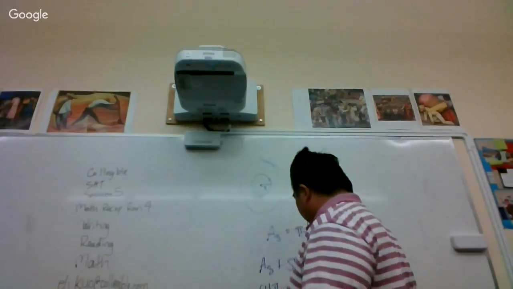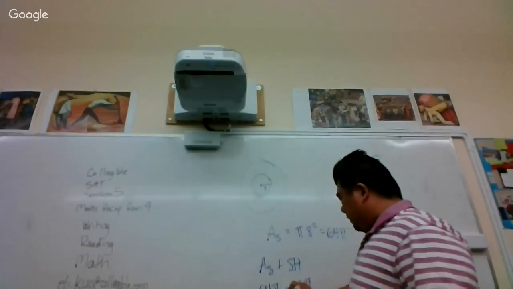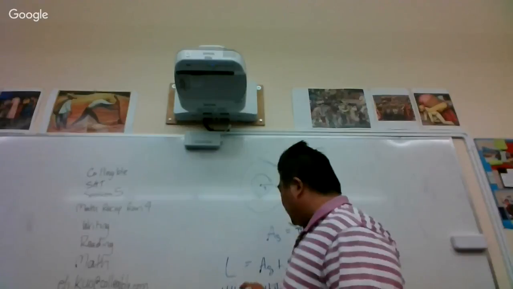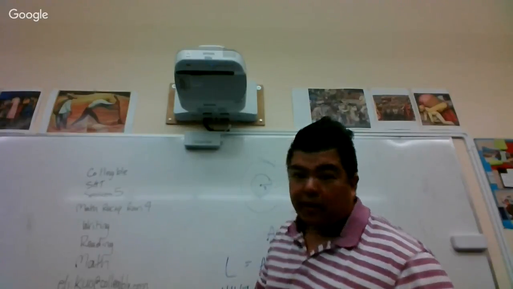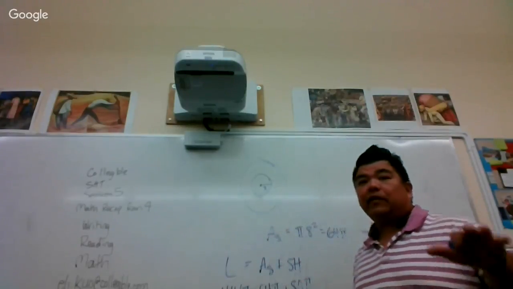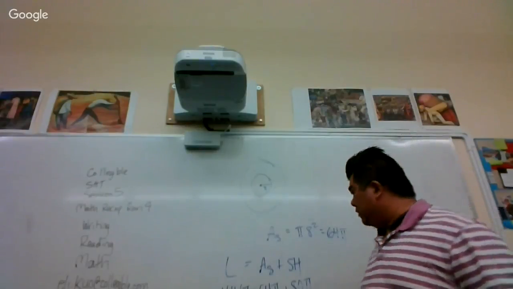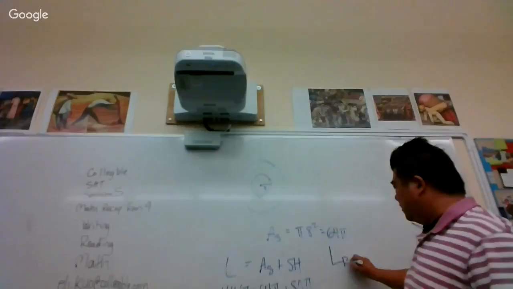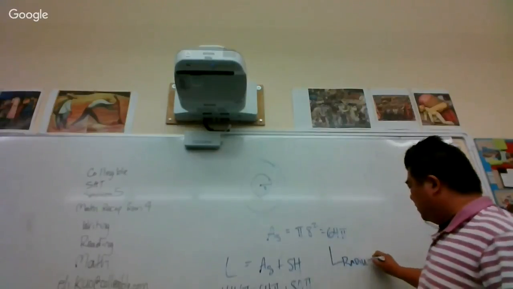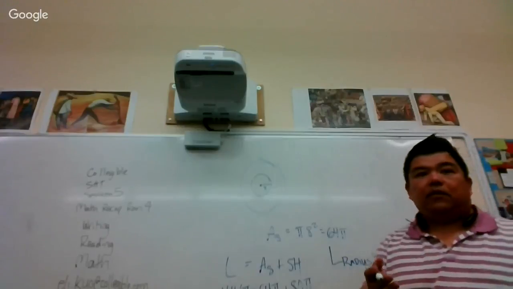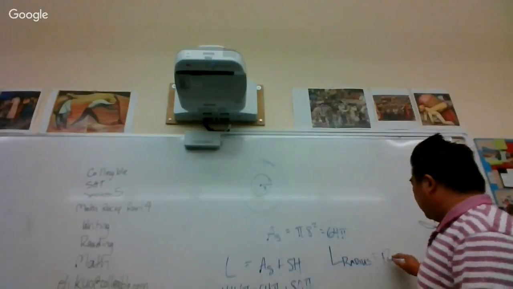64 pi plus 80 pi. So the large is what you're finding here is 144 pi. And then they're asking what the radius is. So we can simplify it. We take pi away, cancel pi on both sides. And then we can take the square root of 144, and that can give us the radius of the bigger circle. It is 12. Good.